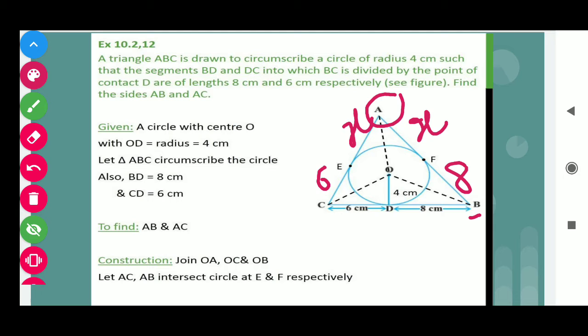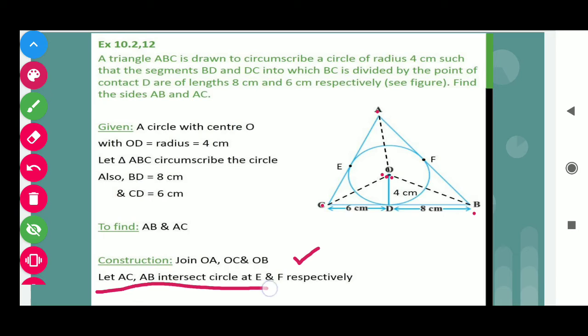Now students, let's start the solution here. A circle with center O, with OD as the radius 4 cm. Also BD is 8 and CD is 6 cm. We need to find AB and AC. Now here you can see the construction. For construction, join OA. You can see here the dotted lines OA, OB, OC. Let AC, AB intersect the circle at E and F respectively.